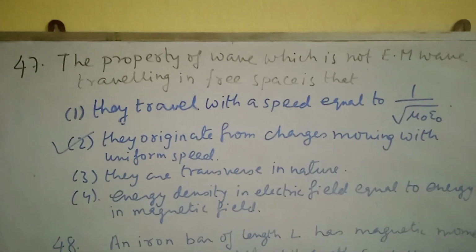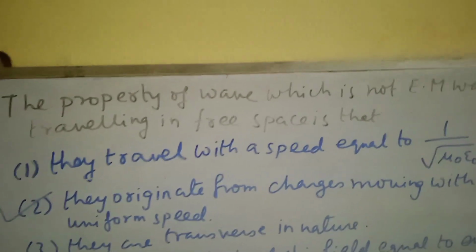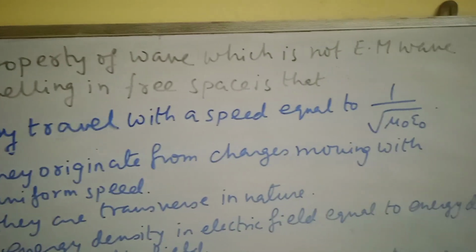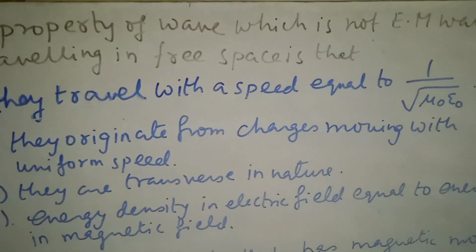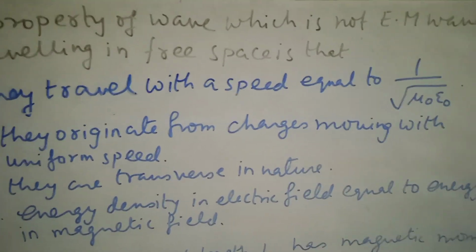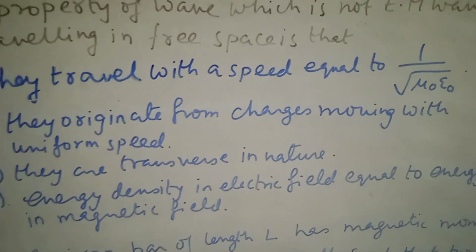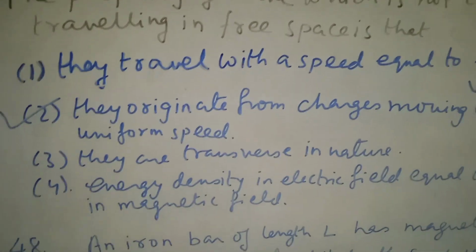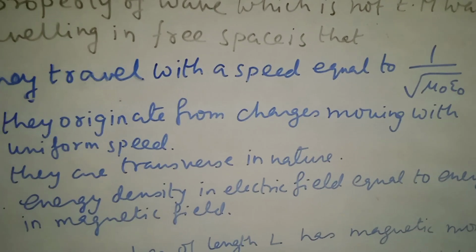Question number 47. The property of wave which is not EM wave, that is electromagnetic wave, traveling in free space is that: A, they travel with speed equal to 1 by root over mu naught epsilon naught. Number 2, they originate from charges moving with uniform speed. Number 3, they are transverse in nature. And number 4, energy density in electric field equal to energy density in magnetic field. Now one thing I will say, that 3 points are correct. That is, they travel with a speed of 1 by root over mu naught epsilon naught, that is also correct.